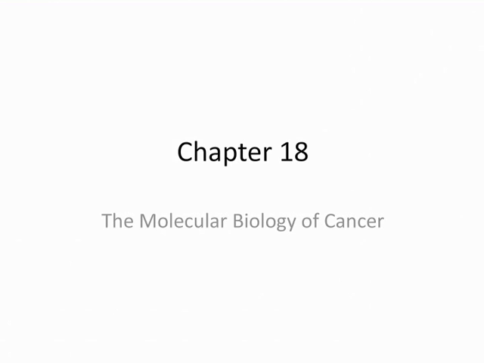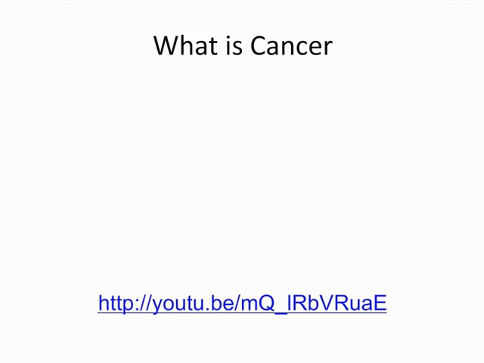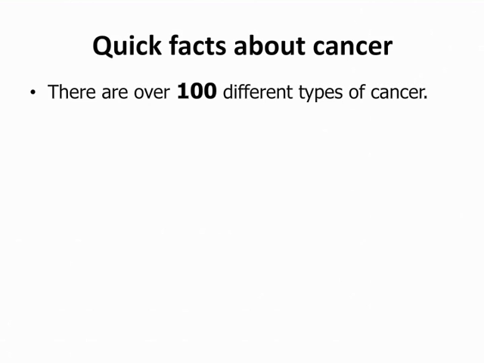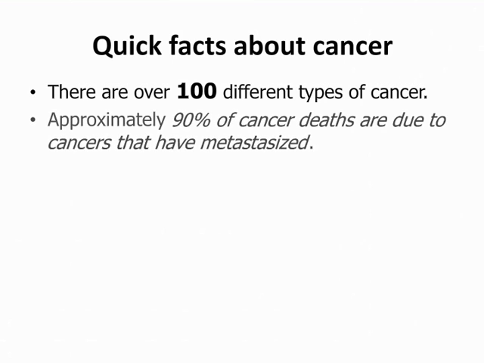So final chapter, chapter 18, we're going to be talking about cancer. So a quick overview on cancer if you click the link below. So here are just a few quick facts. Did you know there are over 100 different types of cancer? And 90% of cancer deaths are due to metastasis. So that's just spreading of the cancer to different locations in the body.